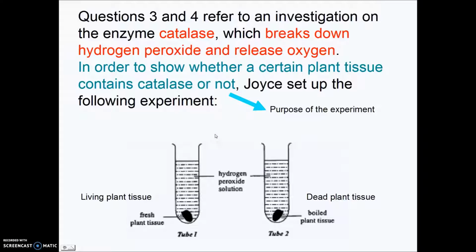So let's start from questions 3 and 4. This experiment is about the enzyme catalase, and it is given that the catalase can speed up the breakdown of hydrogen peroxide 雙氧水 and release oxygen. The purpose of this experiment is to show whether a certain plant tissue contains catalase or not. 究竟有某一款嘅植物嘅組織係咪真係有呢款 enzyme 呢？ So we have this experiment.